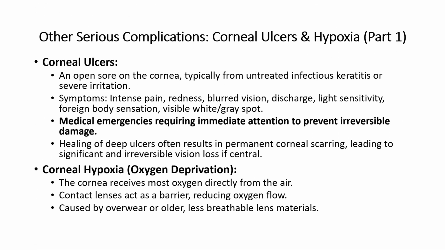Moving on, let's look at other serious complications, starting with corneal ulcers. An ulcer is an open sore on the cornea, typically a direct consequence of untreated infectious keratitis or severe irritation. Symptoms include intense pain, redness, blurred vision, discharge, light sensitivity, a persistent feeling of something in the eye, and often a visible white or gray spot on the cornea. These are medical emergencies requiring immediate attention to prevent irreversible damage.